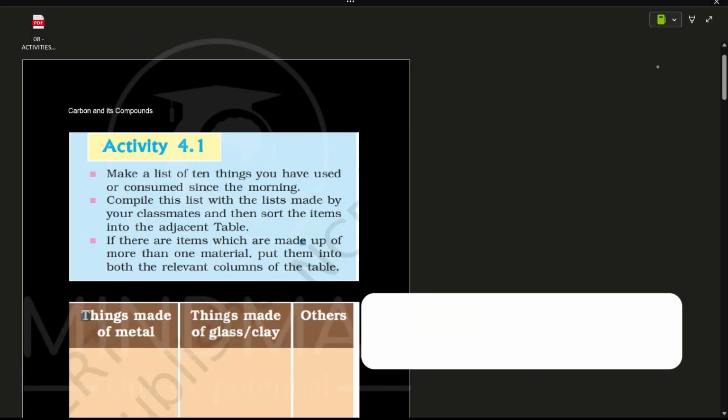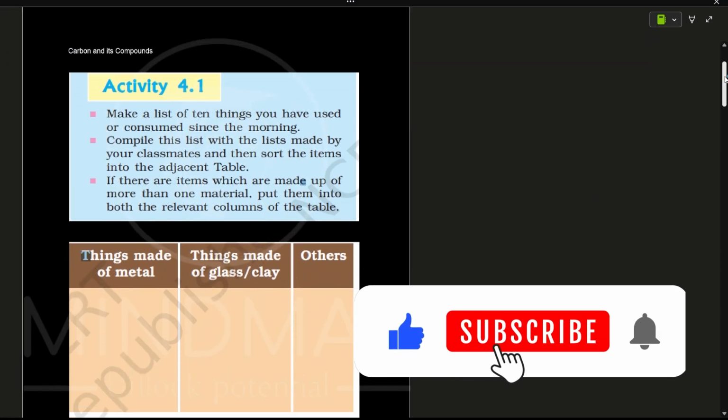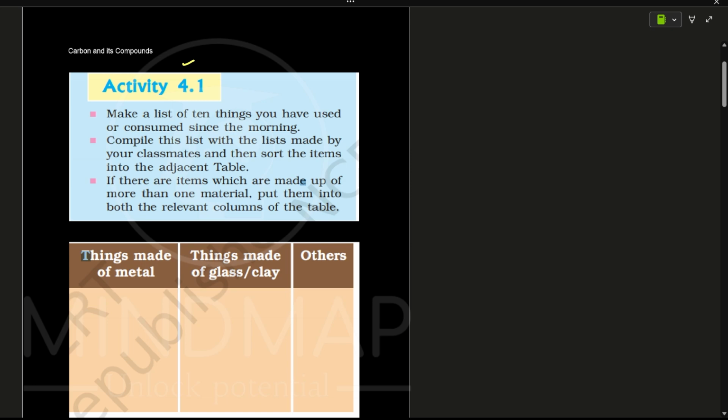Hello everyone. As we have finished the theory part of carbon and its compounds, now let's discuss the activities of the chapter. The first activity: make a list of 10 things you have used or consumed since morning. ठीक है, so basic जितनी भी चीजें आपने use करी हैं या consume करी हैं, make a list of it. Okay, let's see what all we have used from the morning.